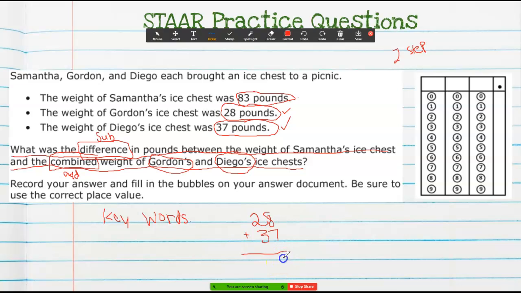Okay, 8 plus 7 is 15. Carry my 1, 3 and 6 is 65. Now, 65 is not my answer, okay? Because even though I've added these, they still want to know what the difference is. Okay, so Gordon and Diego's combined compared to Samantha's. Samantha's is 83. So now I'm going to subtract. Make sure when you're subtracting, you're mindful of putting that big number on top. 83, and I'm taking this answer over here, minus 65.